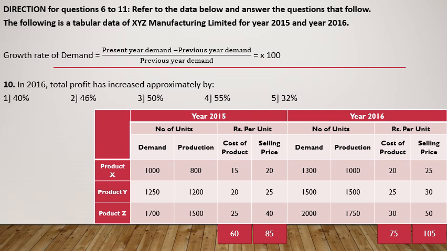Okay, to the next question, question number 10. The question is, in 2016 total profit has increased approximately what percent. If we check total profit in 2016, this is 105 minus 75, so this will give us 30. And as a percent of the previous one, that is 30 divided by 75 multiplied by 100, so this will give us 40%, right?